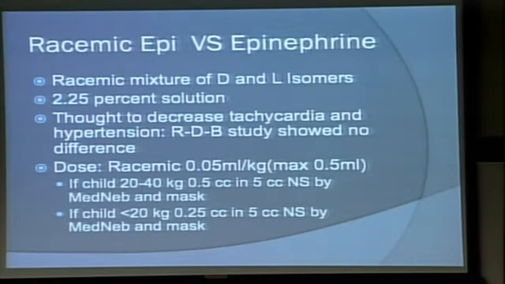Down here it says 20 to 40 kilos, use 0.5 cc and 5 cc of normal saline by med-neb and mask. You generally don't put the mask on the kid because that really agitates them, so you just blow it by. If the child's less than 20 kilos, use 1/4 of a cc. That's easier to remember.